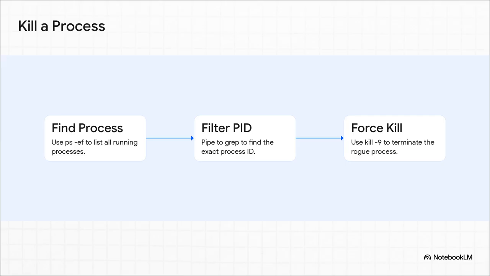But that's going to spit out thousands of lines. So step 2, pipe that output into grep, followed by your app's name. That instantly isolates the exact line you need and gives you the PID, the process ID. Finally, step 3, hit it with a kill -9 followed by that PID. That forcefully terminates it, and just like that, the rogue app is dead.